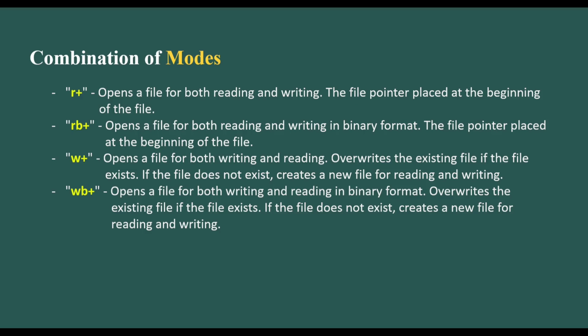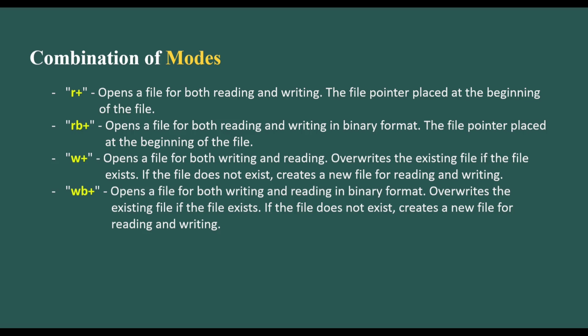Next is RB plus. As the name represents, it opens a file for both reading and writing, but in binary format. The file pointer is placed at the beginning of the file here as well. Next is W plus. It opens a file for both writing and reading. It overwrites the existing file if the file exists. If the file does not exist, it creates a new file for reading and writing.